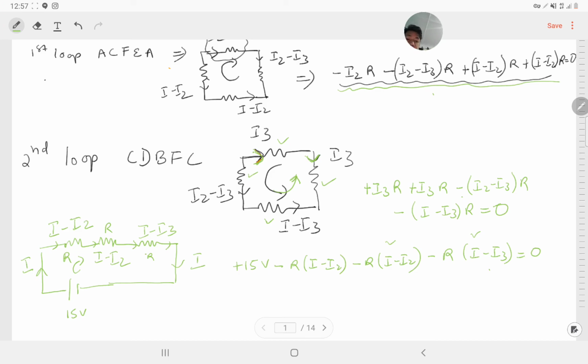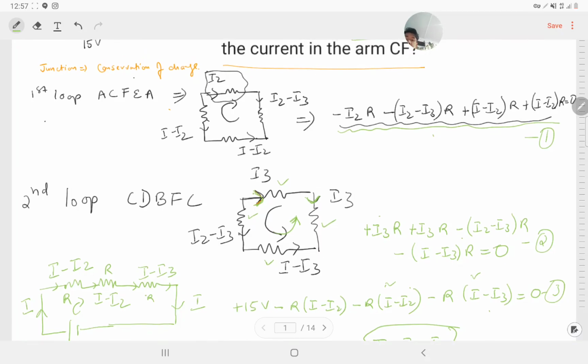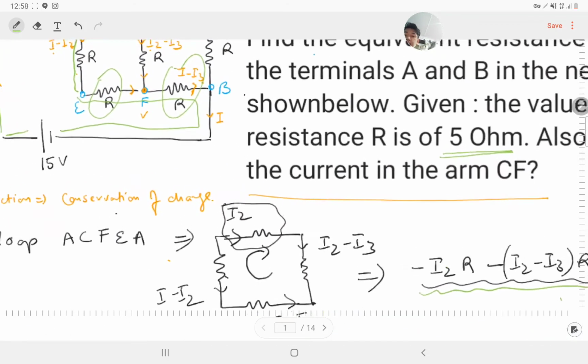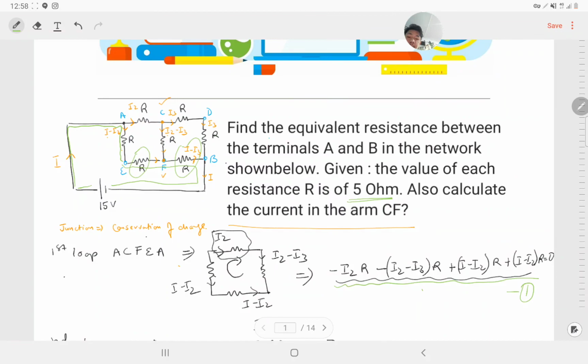So we have variables I, I2 and I3, three variables. And same way we have first equation, second equation and third equation, three equations. Okay, and using these three equations we can find the value of I1, I2 and I3. There's no I1 variable over here.